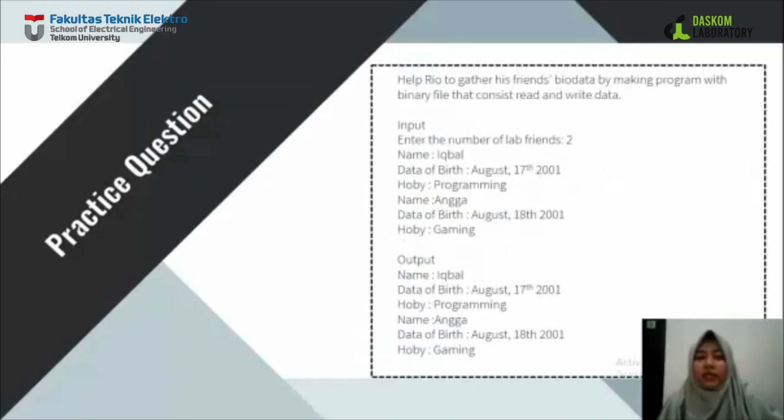This is the question. We have to make a program to help Rio gather his friends' biodata by making a program with binary file that consists of read and write data. This is the standard input you can make. Enter the number of lab friends. If you enter the number of lab friends as 2, there are 2 forms of biodata that you have to fill. After you fill it, the output of the program will bring up the result of biodata that have been filled before. So just have the practice questions.